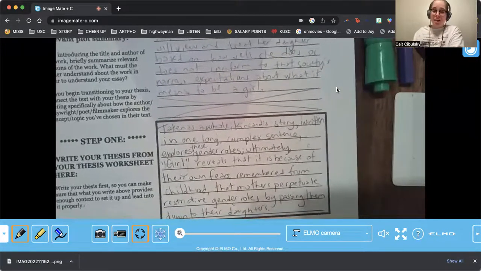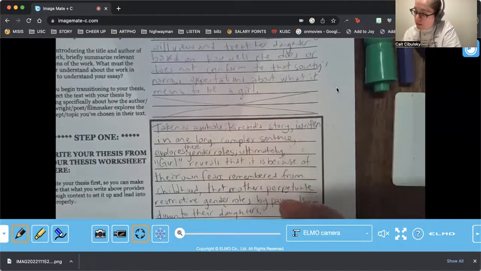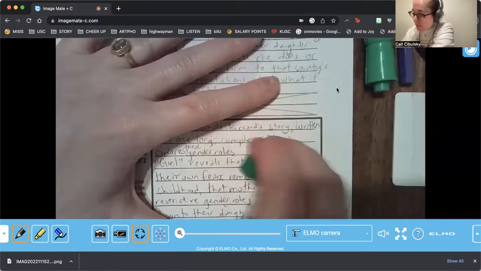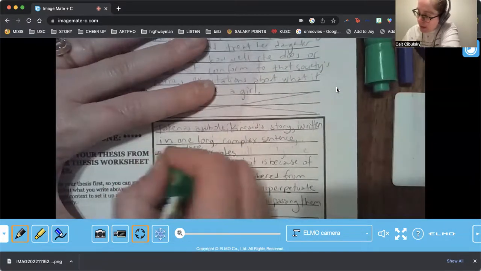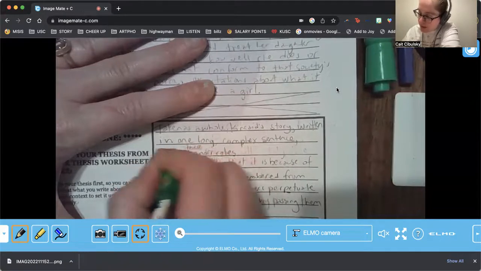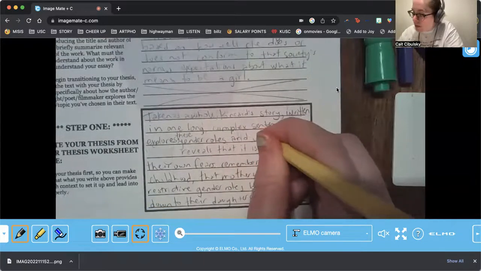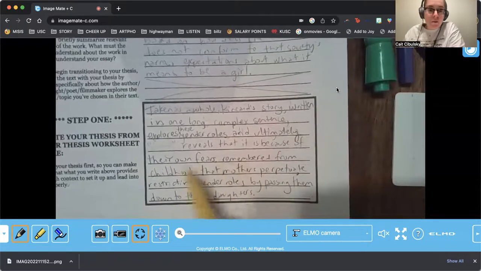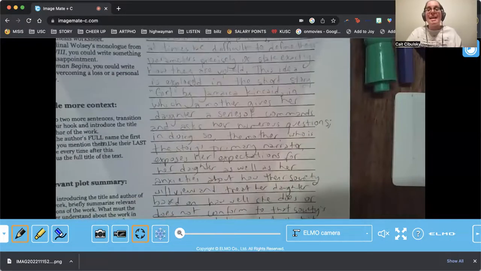I'm actually going to make one last revision to that thesis now. Taken as a whole, Kincaid's story, written in one long complex sentence, explores these gender roles and ultimately reveals that it is because of their own fears remembered from childhood that mothers perpetuate restrictive gender roles by passing them down to their daughters. Okay, boom, look at that. I have an intro. Yay.